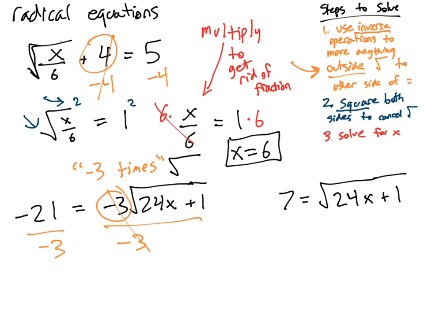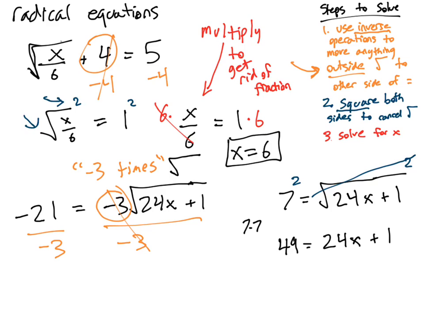Now we're ready to get rid of that square root, which we can do by raising both sides of this equal sign to the power of 2. A square root and a square are inverse operations. They'll cancel out. And 7 squared is 7 times 7, which is 49. So 49 equals 24x plus 1.